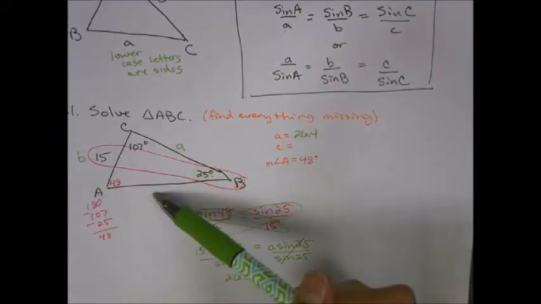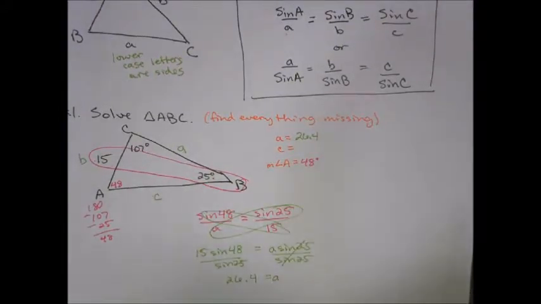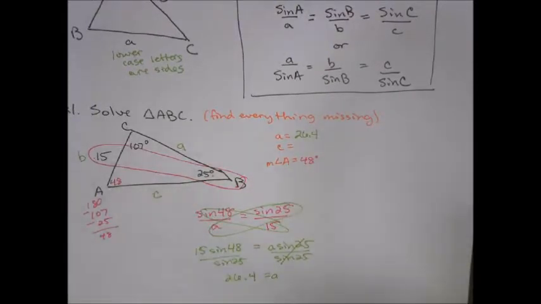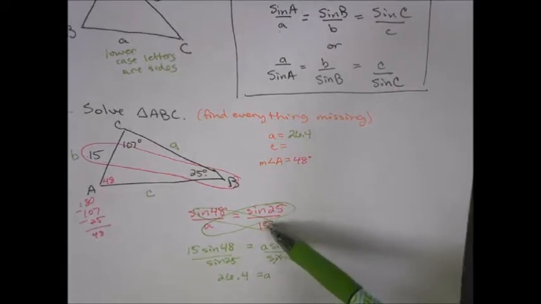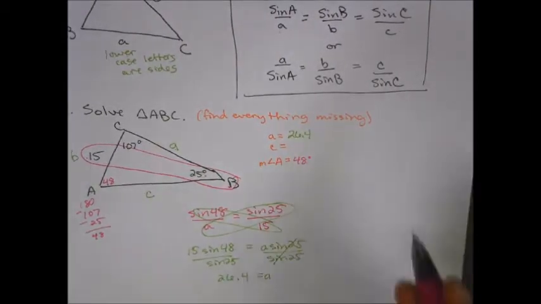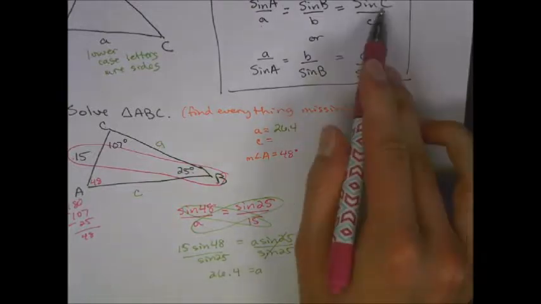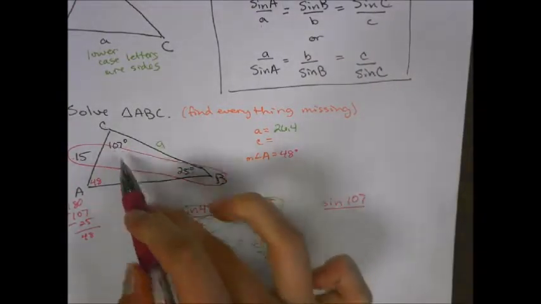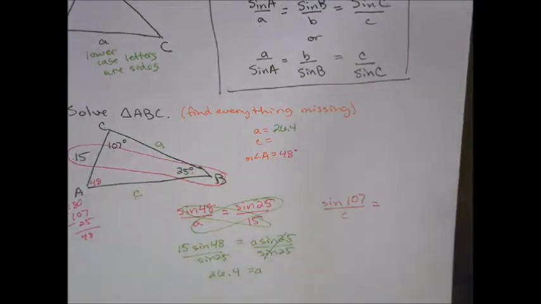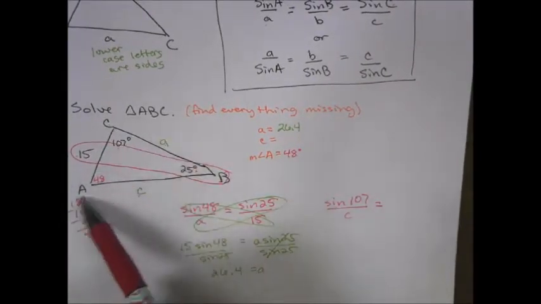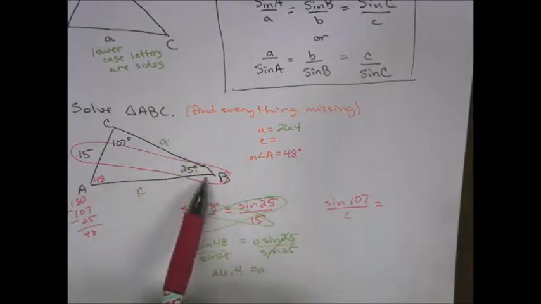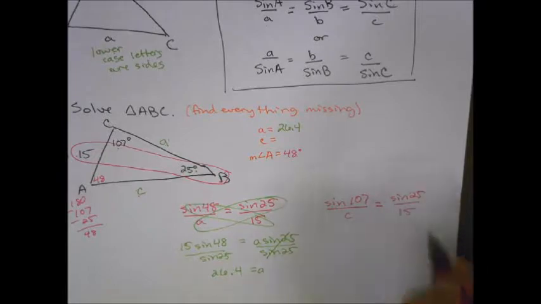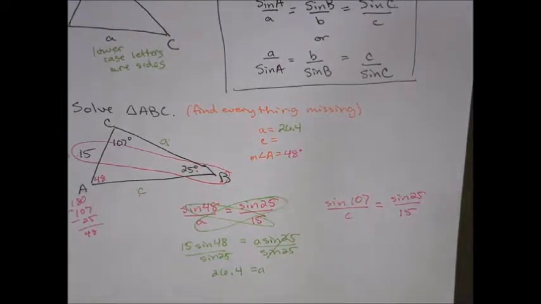Now to find c, we're not a 90-degree triangle, so we can't do the Pythagorean theorem, a squared plus b squared equals c squared. We're just going to have to do this again. Let's set that up. Sine, what's my angle C? Angle C is 107, over side c, which is missing, equals. We have two pairs. I can use the angle A pair, but I'm just going to use the B pair again. Sine 25 over 15.